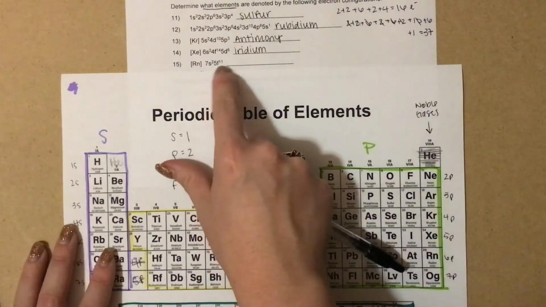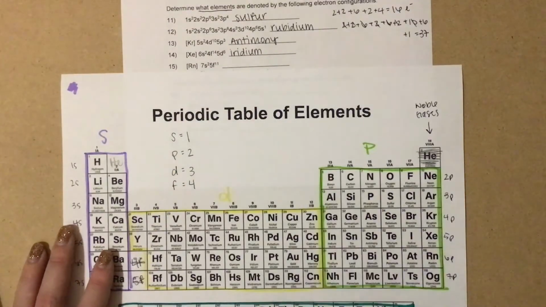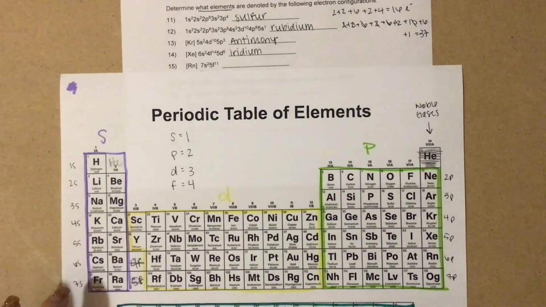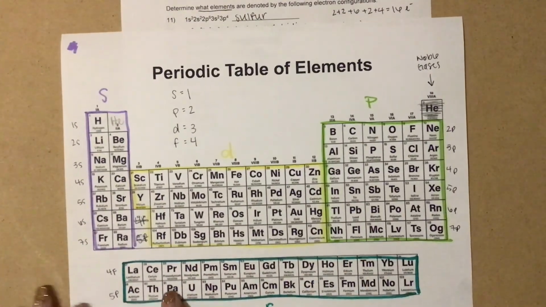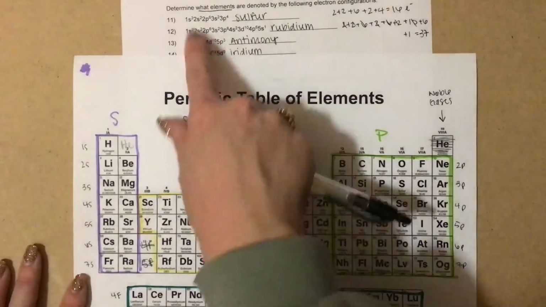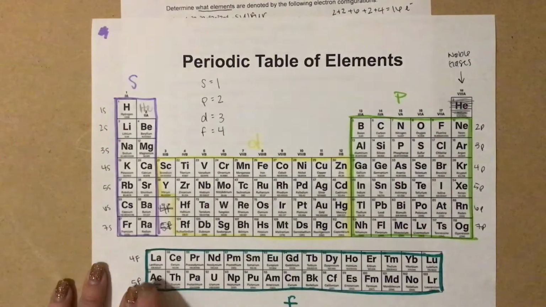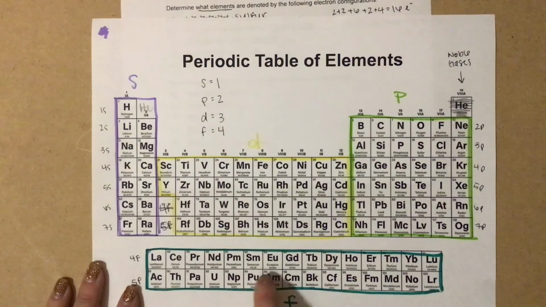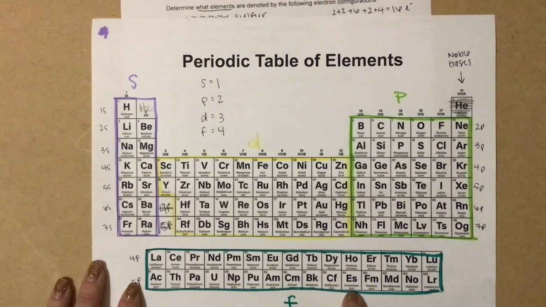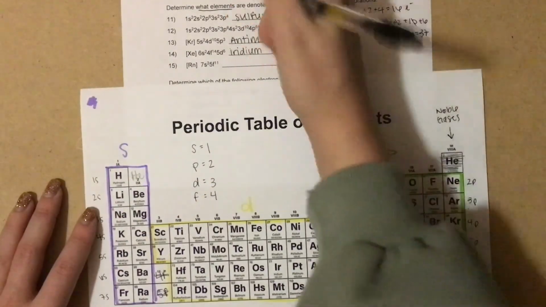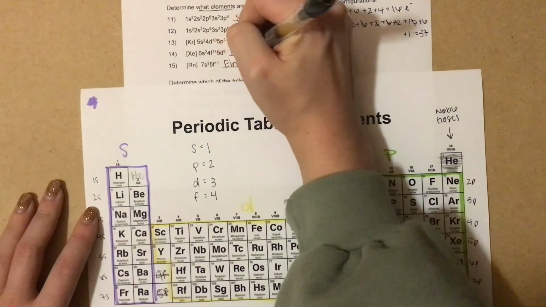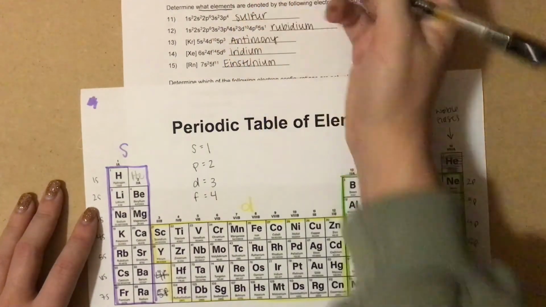Number 15 is in 5f. So I'm going to look down here in my f block. F starts at 4, so this first row is 4, the second row is 5, and it stopped at 11. I'm going to count 1, 2, 3, 4, 5, 6, 7, 8, 9, 10, 11, and I have einsteinium. This one is obviously named after Albert Einstein. So, einsteinium.